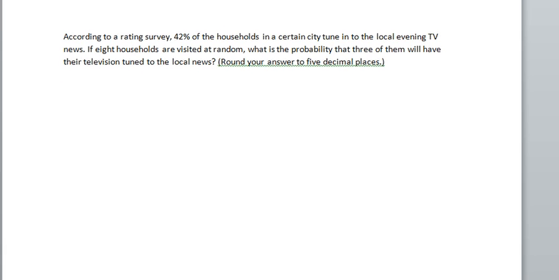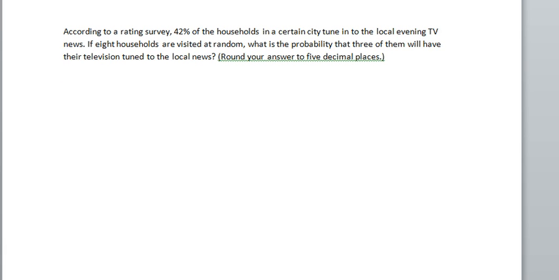In the next example, we have a rating survey in which 42% of the households in a certain city tune into a local evening television news program. And so the probability that a household is watching the news is known to be 0.42. The probability that it is not would be 1 minus 0.42 or 0.58.